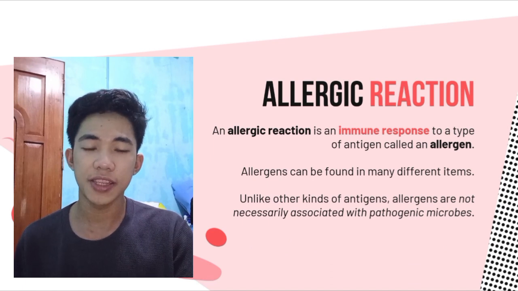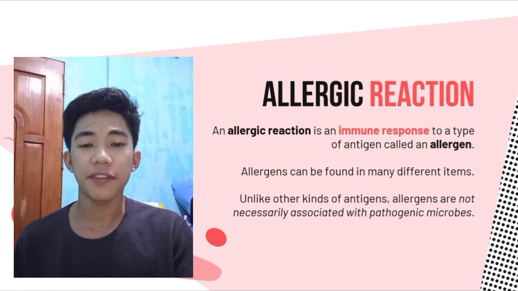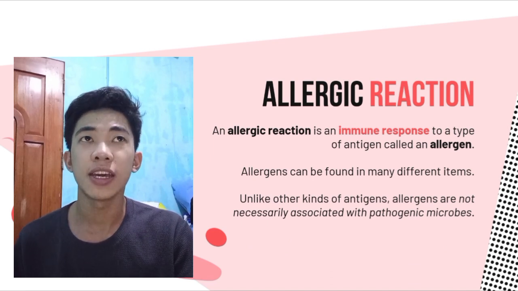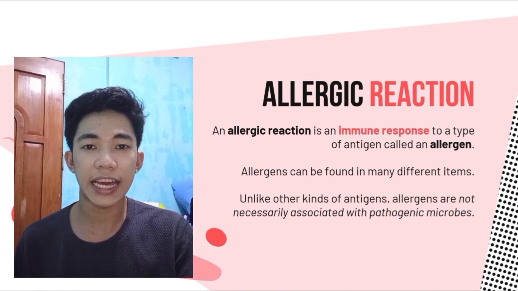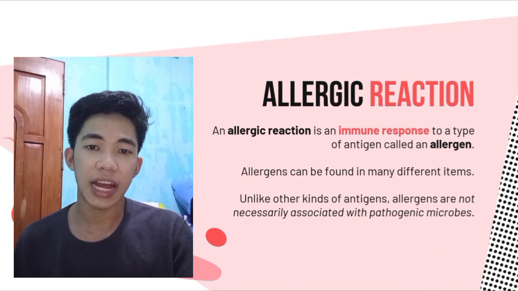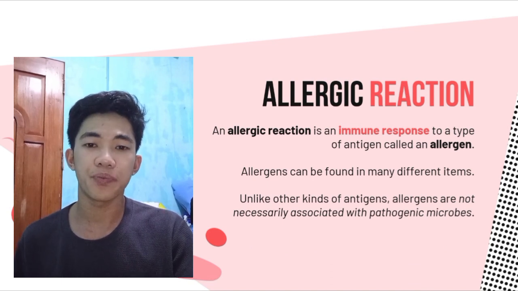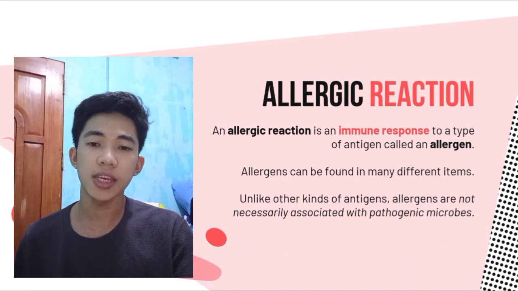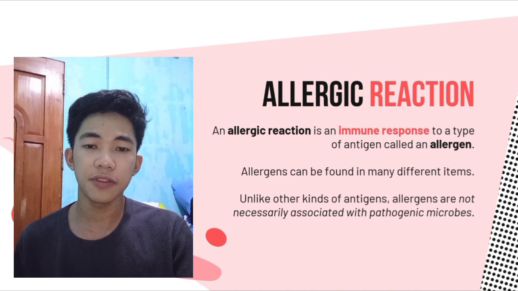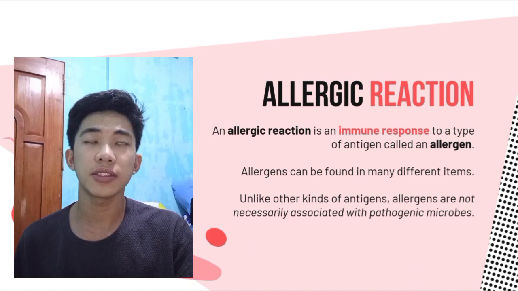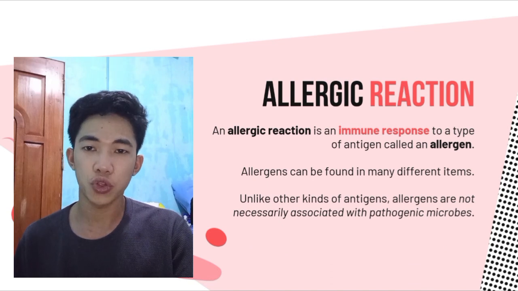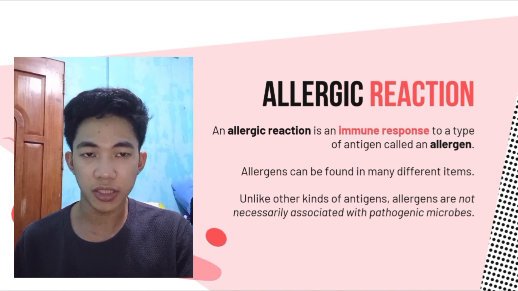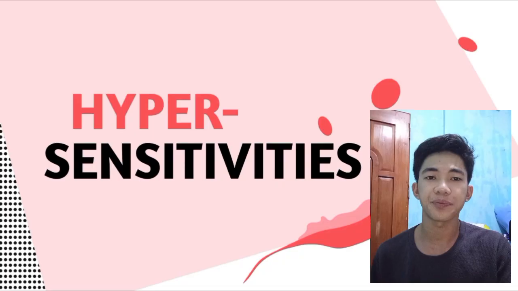They can be found in many different items, and unlike other kinds of antigens, allergens are not necessarily associated with pathogenic microbes. Examples of allergen-containing products are peanuts, milk, eggs, and seafood like shrimps and crabs. As you can observe from these examples, they're actually not harmful to the body, but some individuals are sensitive or allergic to them because their immune system recognizes the allergens found in these products as harmful to the body, and they trigger an immune response, which is called an allergic reaction.